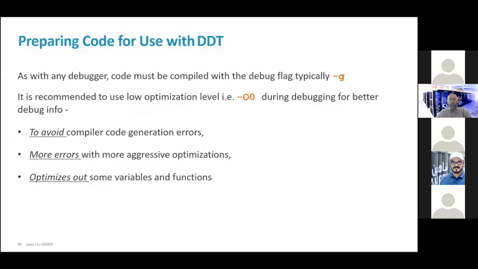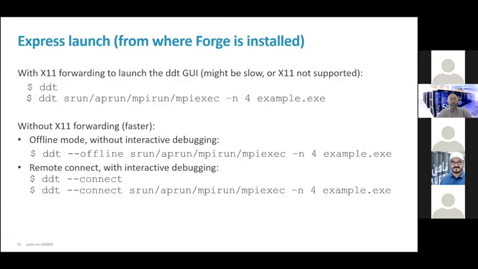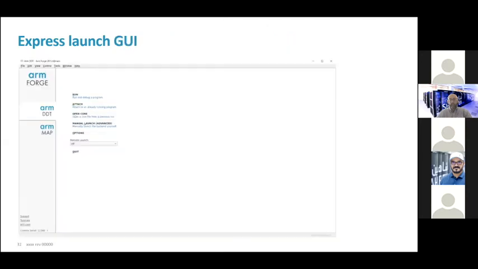To launch DDT, you have the -g and -O0 flags whenever you're launching it. So I'll quickly just jump to how to launch it. DDT, offline mode or reverse connect, and going on with srun, mpirun, mpiexec the same way. If you are doing it in Express Launch, you have the first window, you can just run, or you can attach to an already running process. We have the remote launch. We can configure it to connect remotely to a system, a remote host.